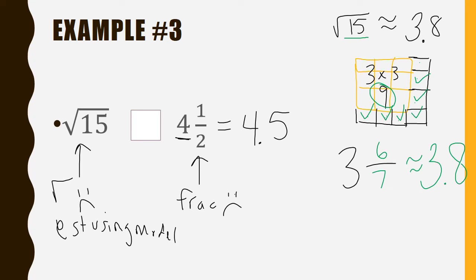So the square root of 15 we can rewrite as 3.8, and 4 1/2 we can write as 4.5. Remember, we have not changed any values, we just changed how they were written. Now when we compare square root of 15 and 4 1/2, we can instead compare 3.8 and 4.5. Between those two, 4.5 is our larger value. So I'm going to say 3.8 is less than 4.5, which means that square root of 15 is going to be less than 4 1/2. Good luck today.